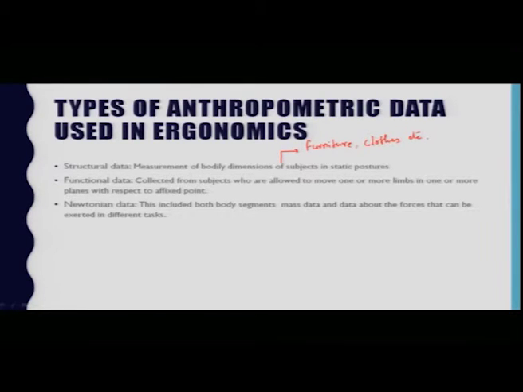As far as functional data is concerned, it is collected from subjects who are allowed to move one or more limbs in one or more planes with respect to a fixed point. So, for example, the shape of the 3D surface swept by moving the arm with the elbow extended, or the amount of forward reach when the subject can bend at the hip. In this way, workspace envelopes are generated whose size increases with the number of joints allowed to move. So, that kind of data is known as functional data.